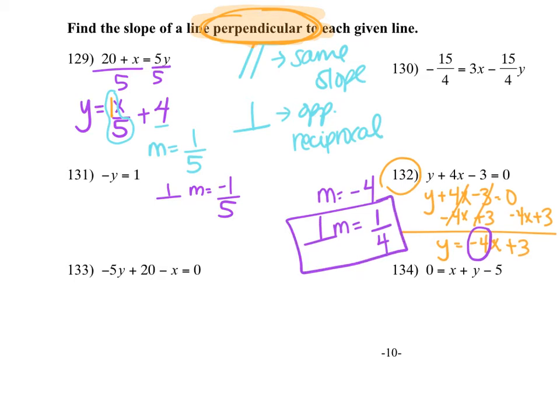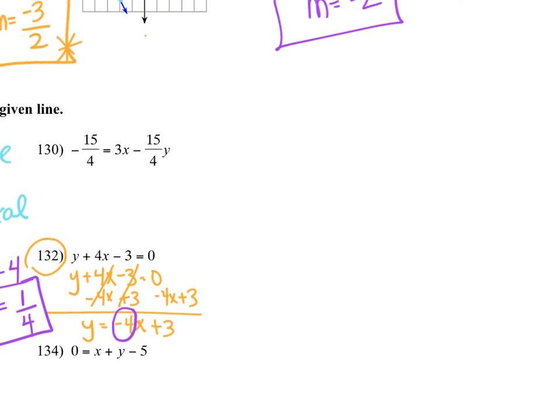Let's try one more, and I'll give you some room so you can see. Let's try number 130. Okay, so first and foremost, we have 4 as the denominator, and we don't like fractions. So I'm going to multiply everything by a 4. Okay, and which would give me a negative 15 equals a 12x minus 15y.